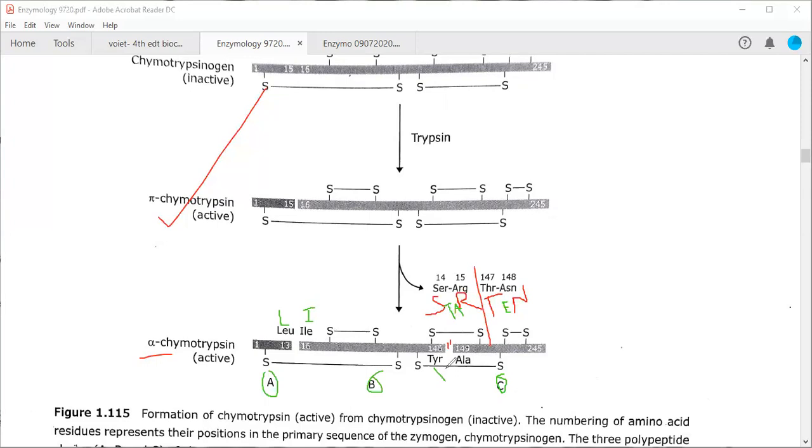Tyrosine is Y and alanine is A. So this is LIYA, which has been left, and SR, which has been removed. I hope this is clear to you all, so that we can move directly to the mechanism of alpha chymotrypsin.